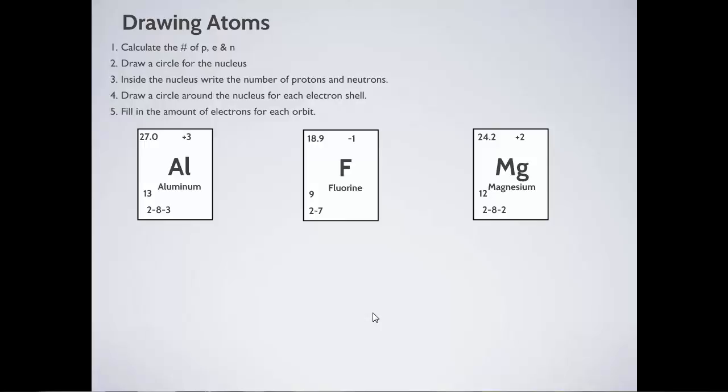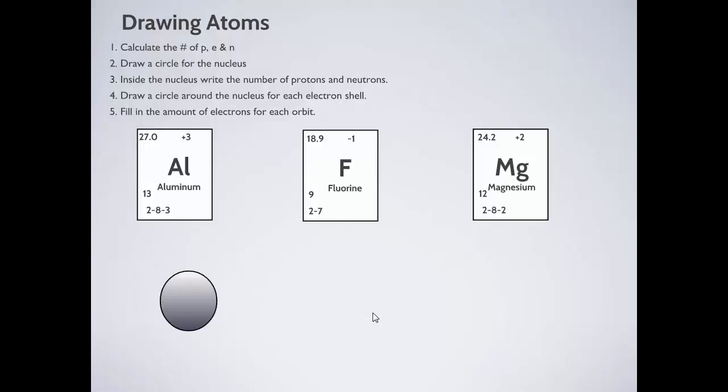And so what we're going to do is learn 2 ways of drawing a model of an atom to show this. Okay? First is called the orbital model, and it's really fairly simple. What you do is you start by drawing a circle in the middle that represents the nucleus of the atom. And we write in there the number of protons and neutrons, because they're found in the nucleus. So how many protons did we say for aluminum? 13. And how many neutrons? 14. Okay, so that's the nucleus of our atom.